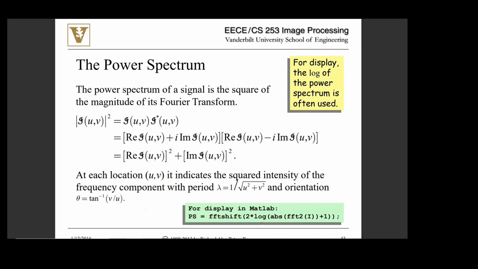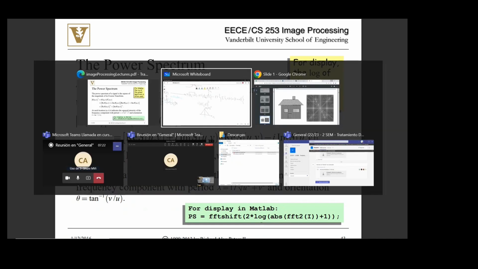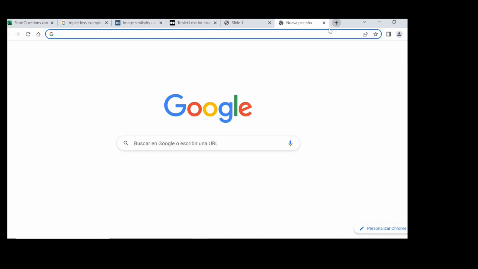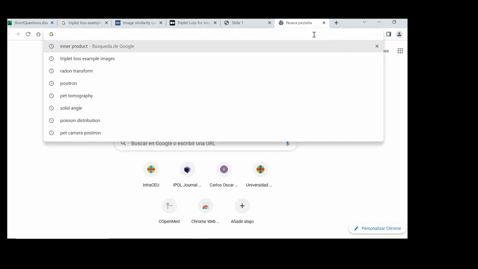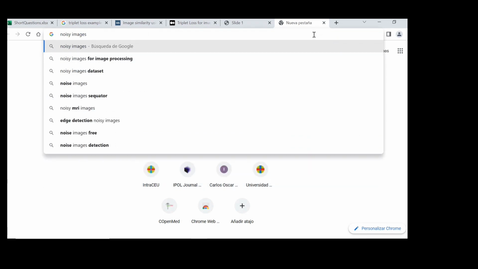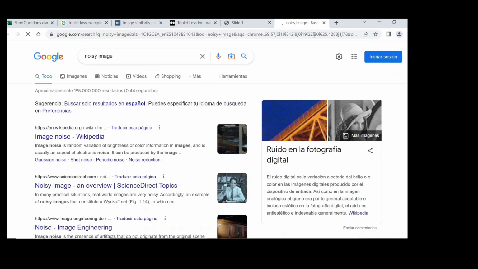And let's look at an example here. What is this one? I will come back to that later. Noisy image.